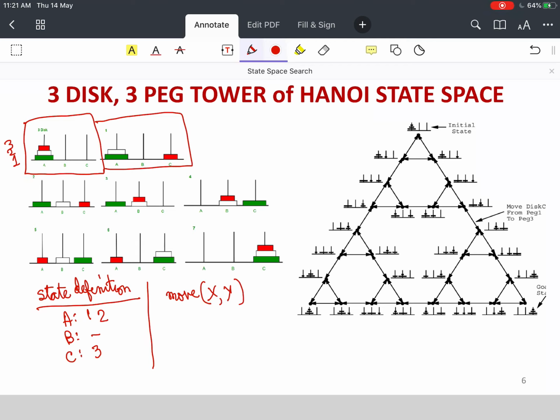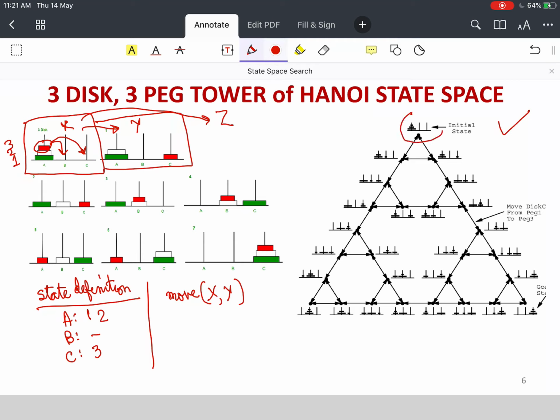Therefore, the move must also take this into account, so that you move from a valid state to a set of valid states. For example, from this state X, we can move to state Y, wherein we move the top disk, this one, to this. We can also move to state Z, which is not mentioned here, which is to take this disk and move it to B. By this, we can create the whole state space which is shown here.